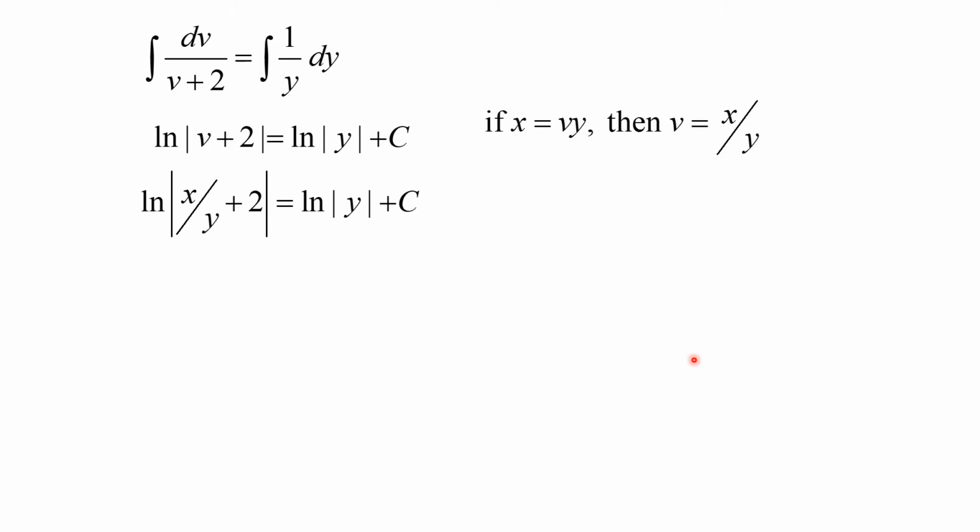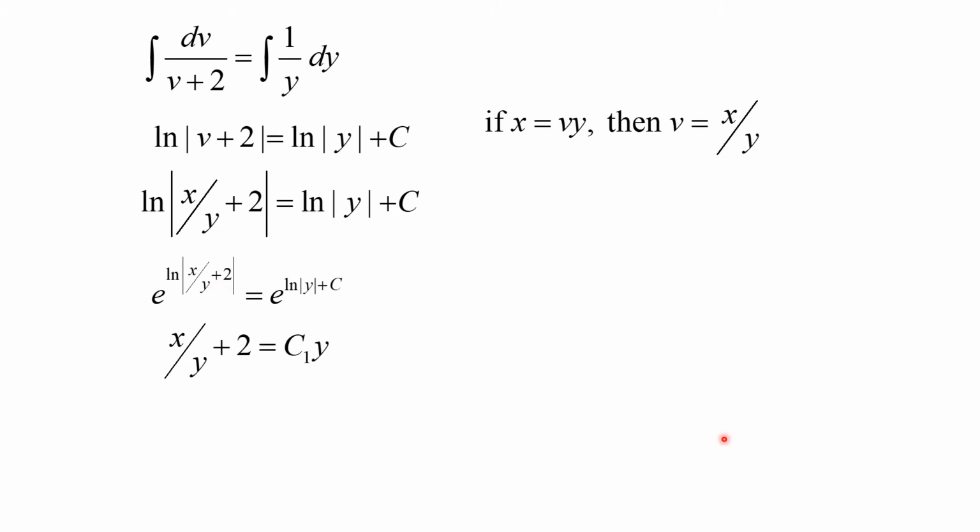We're going to simplify this a little bit. So to get rid of the natural log on both sides, we'll use the exponential function. So e raised to the natural log of x over y plus 2 equals e raised to the natural log of y plus c. On the left-hand side, the e and the natural log will cancel out. On the right-hand side, we'll rewrite this as e to the natural log of y times e to the c. And e to the c is just a constant, so we can rename that. So we wind up with x over y plus 2 equals c1y, where c1 was that e to the c we talked about a moment ago.